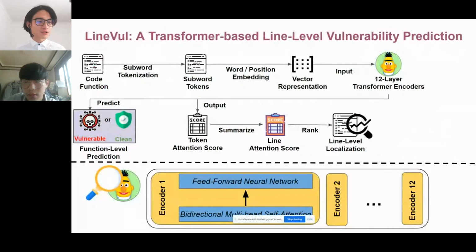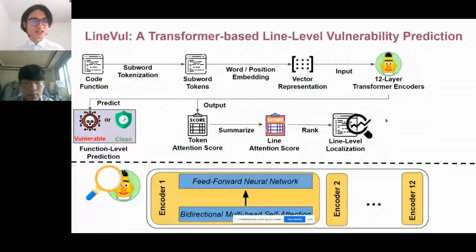Given a code function, we first subword-tokenize it into subword tokens, and then we transform them into vector space. We then input them to 12-layer transformer encoders, which consist of a bidirectional multi-head self-attention followed by a feed-forward neural network. The model then outputs two different things. First, the model predicts whether this function is vulnerable or clean. Given a vulnerable prediction, the model then outputs token attention scores. We then summarize them into line attention scores and rank those lines to get the line-level localization.